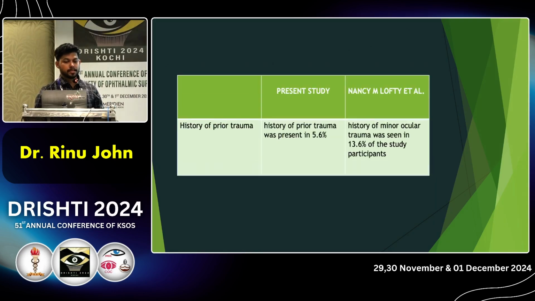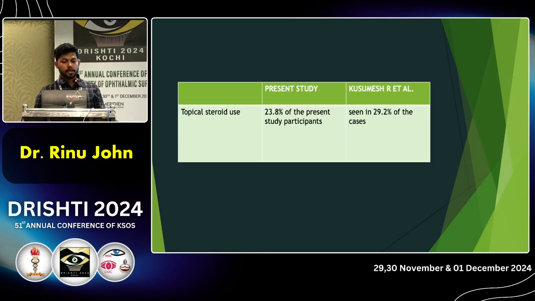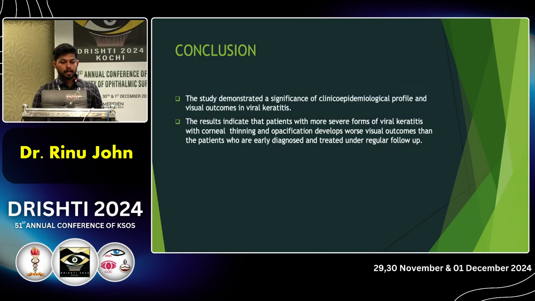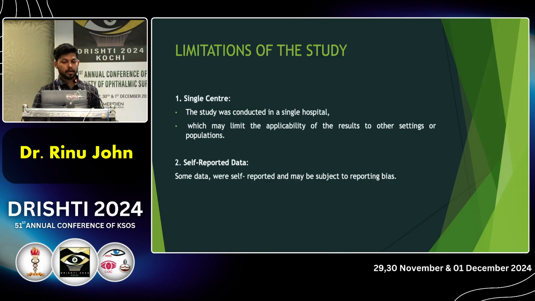We also considered prior trauma and topical steroid use, in line with the studies of Nancy M. Lofty et al. and Kusumesh R. et al. Conclusion: the study demonstrated the significance of the clinical epidemiological profile and visual outcomes in viral keratitis. The results indicate that patients with a more severe form of viral keratitis, with corneal thinning and opacification, develop worse visual outcomes than patients who are diagnosed early and treated under regular follow-up.